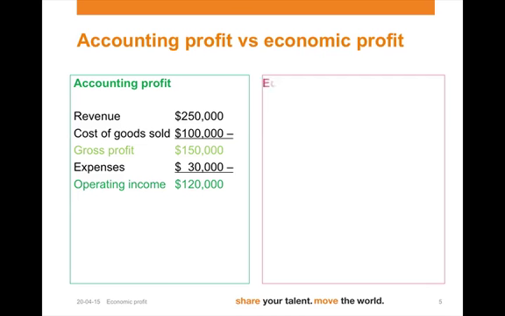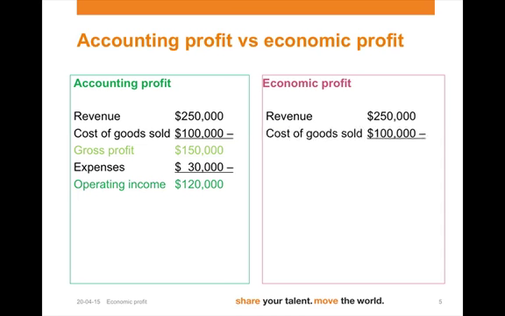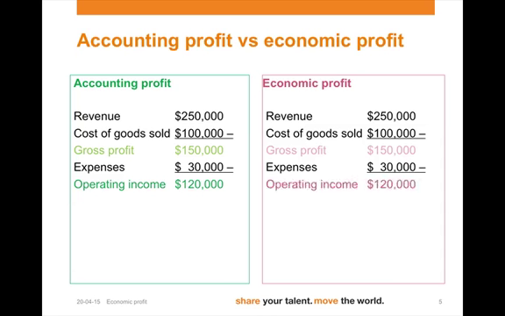How does it work out if we look at economic profit? In economic profit, we still have 250,000 in revenues. The cost of goods sold have not changed, 100,000. So our gross profit is still 150,000. Our expenses are still 30,000, so again we have an operating income of 120,000.